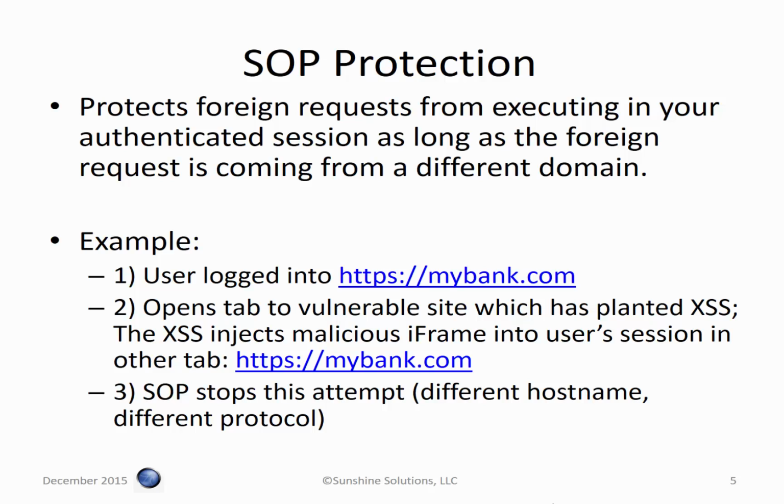So, for example, if a user is logged into https://mybank.com, they open a tab to a vulnerable site that happens to have a planted cross-site scripting attack there. And that cross-site scripting then attempts to inject a malicious iframe into the user's authenticated session on their other tab for mybank.com. SOP is going to stop that attempt, and the reason is because it's a different host name, it's a different protocol, etc. if it's trying to do it over HTTP, etc.